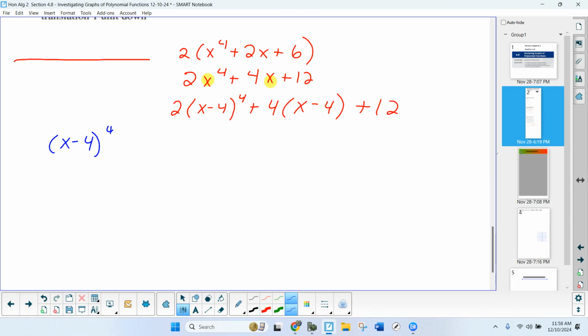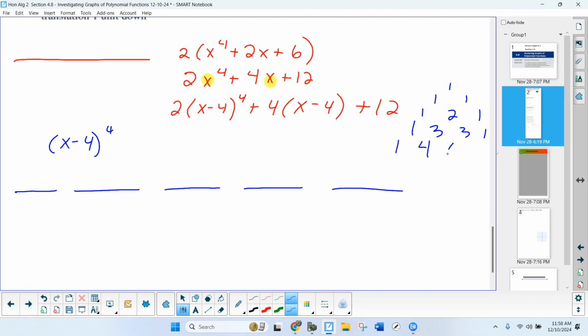You could have done binomial expansion using Pascal's triangle if you wanted to. Watch, it's to the 4th power. How many terms would you have? 2, 3, 4, 5. Remember, the 5th row: 1, 1, 1, 2, 1, 1, 3, 3, 1. This would be 1, 4, 6. So I could have gone 1, 4, 6, 4, 1. This would then be x to the what? 4th. This would be x to the 3rd, x to the x, and then no x's.